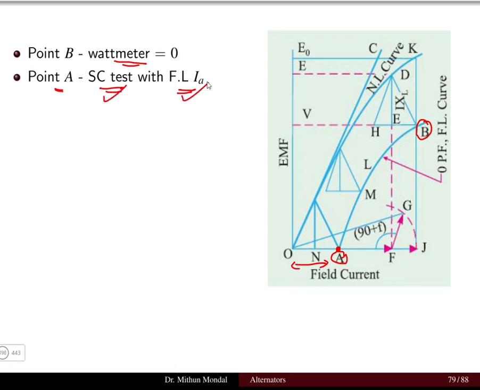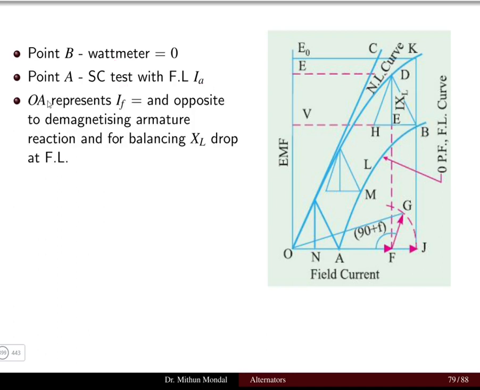So these points we will be marking on the curve. Then OA represents the full load field current, in opposition to the demagnetizing armature reaction, for balancing the XL drop at the full load. So here, what is the field current corresponding to OA? It is opposite to the demagnetizing armature reaction, and it is balancing the leakage drop at the full load condition.